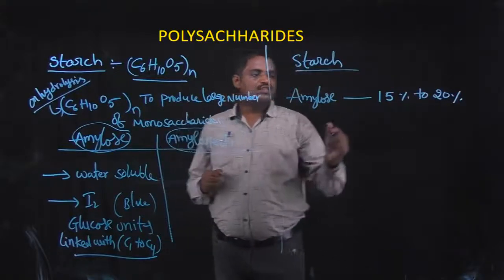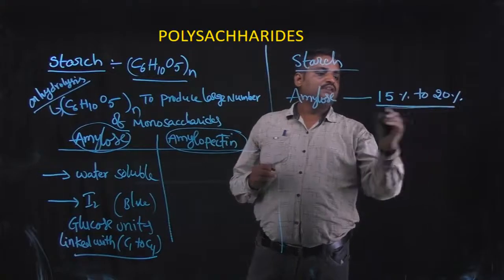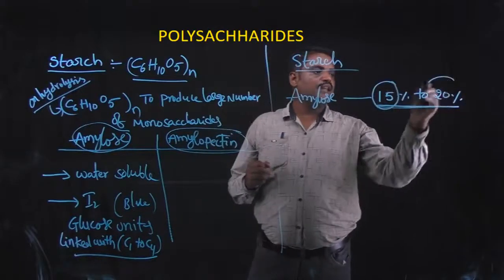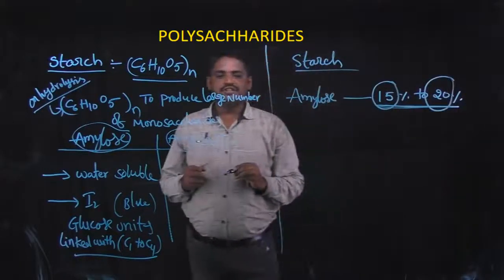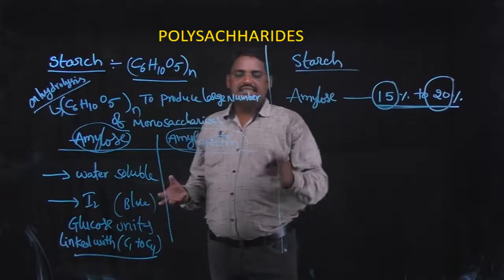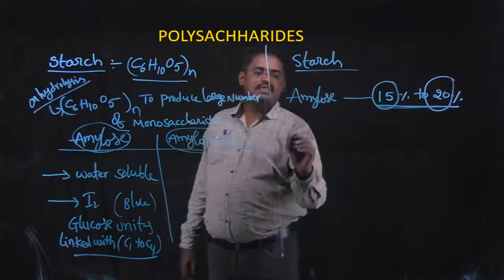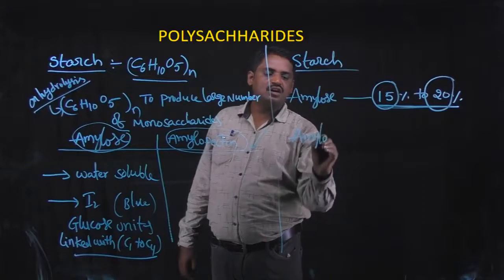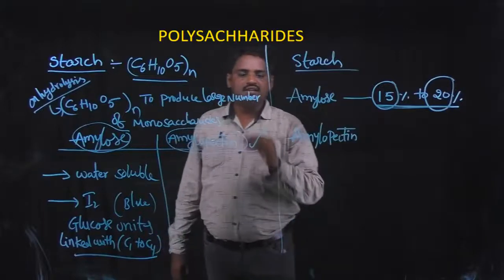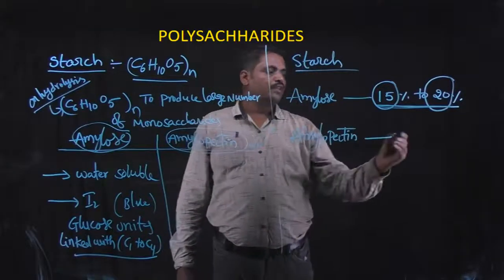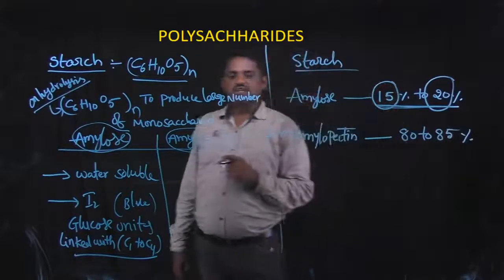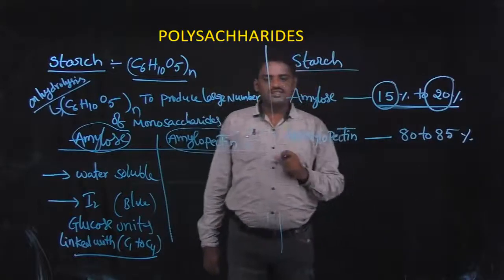So the total starch contains 15 to 20% of amylose. And the remaining percentage contains amylopectin, meaning the percentage of amylopectin in starch is 80 to 85%. Generally, starch contains two units.